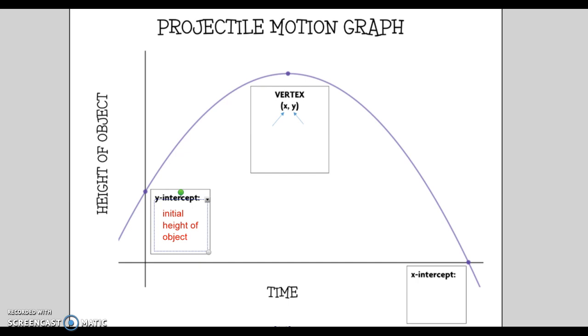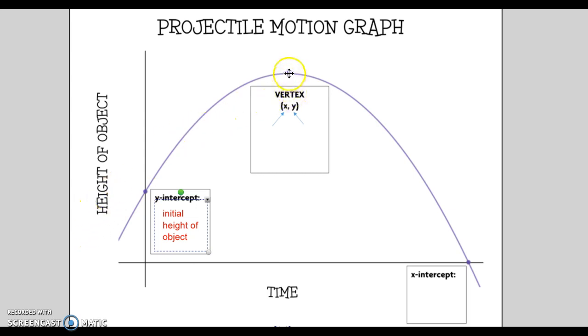It represents the initial height of the object, where that height was at the very beginning, before any time has passed. So if you kick something from the ground, its initial height might actually be down here at the origin. If you throw it and you're 5 feet tall, that y-intercept, the initial height, might be up here at 5.